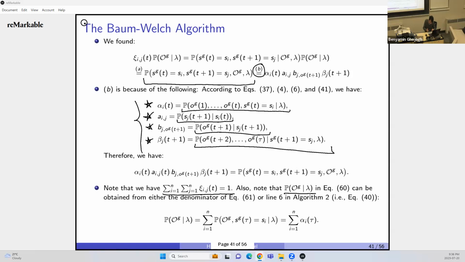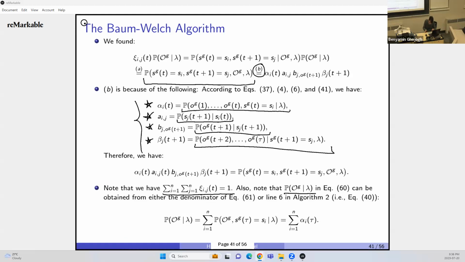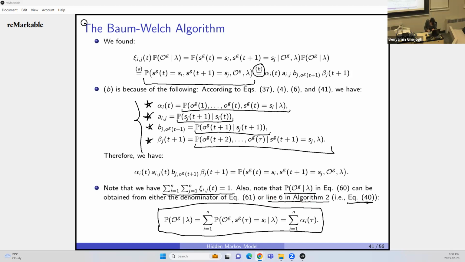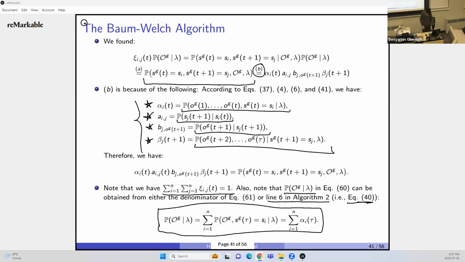It can be obtained from either the denominator of equation 61, which we have here. Okay, we can either do this, or we can use line 6 in algorithm 2. That is equation 4D. You don't need to go and see algorithm 2 again. I have brought line 6 of algorithm 2 here. It's here. So there are two ways to calculate P(Og given lambda), either as done in equation 61, or you can use this equation, which appeared in line 6 of algorithm 2 or equation 4D. Right? It's the summation of alpha iT.